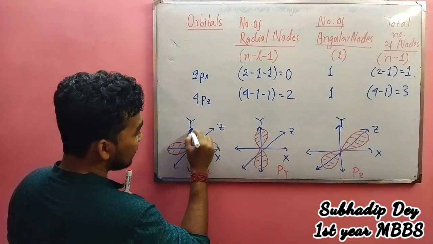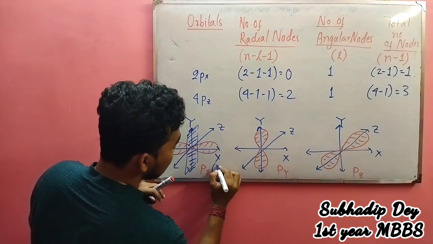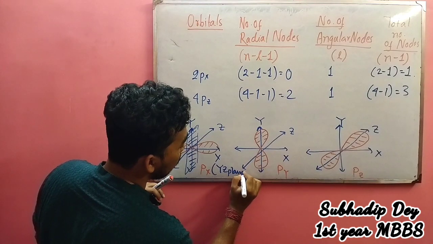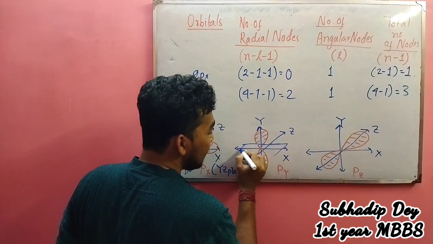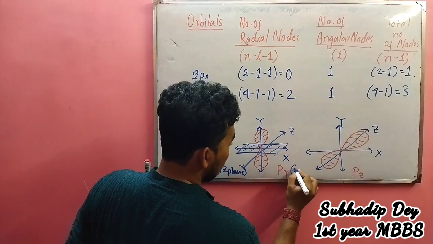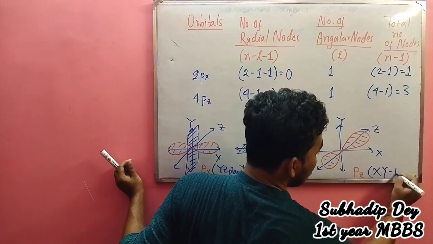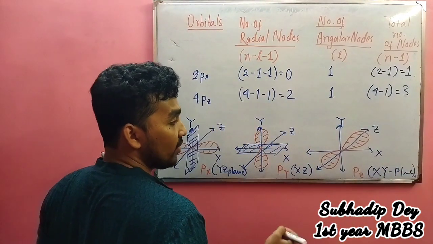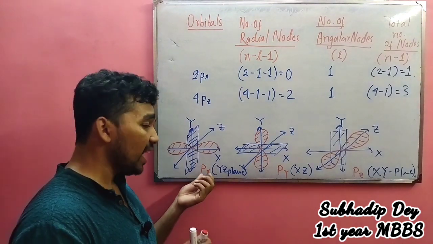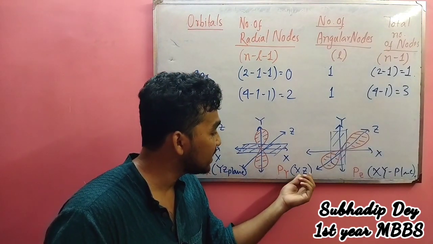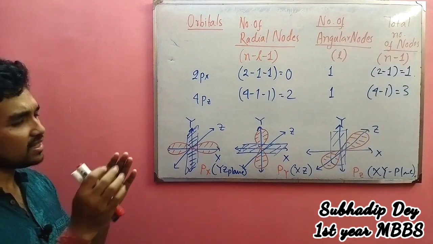You see, for px, the zy or yz plane will be the planar node. Similarly for the py orbital, the xz plane will be the planar node, right? And similarly for pz, the xy plane will be the plane of node, right? So just keep this concept in your mind. For the px orbital, yz is the planar node. For py, it is xz. And for the pz orbital, it is xy planar node. Just keep this idea in your mind.